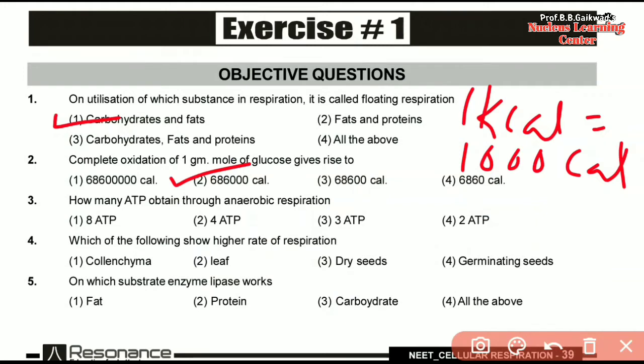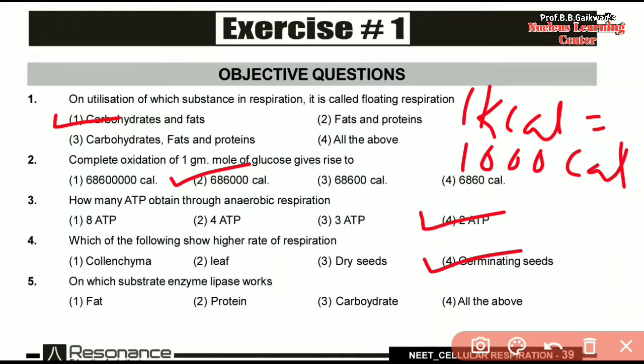Okay guys, let's come to the next MCQ. How many ATP are obtained through anaerobic respiration? In anaerobic respiration, there is a net gain of 2 ATP molecules. Next is: which of the following shows higher rate of respiration? Among the 4 options, the germinating seeds show a higher rate of respiration.